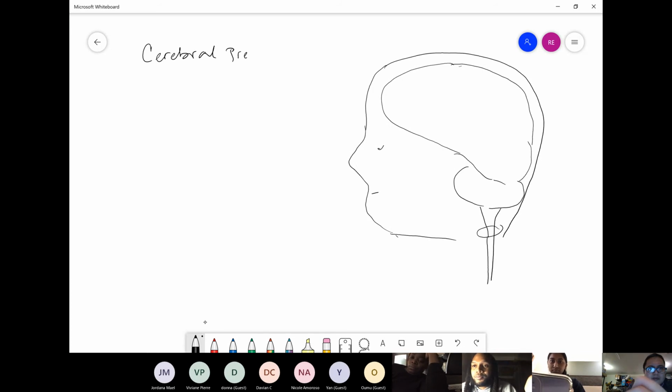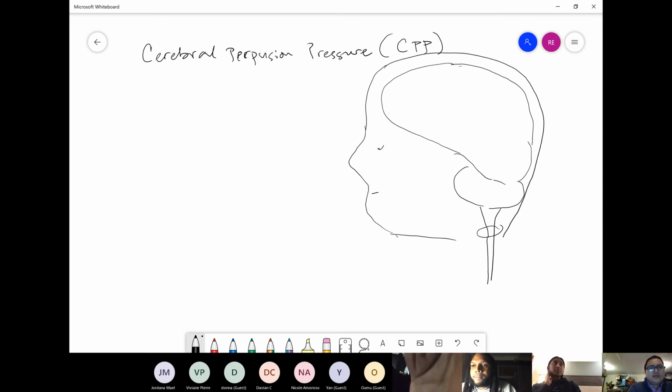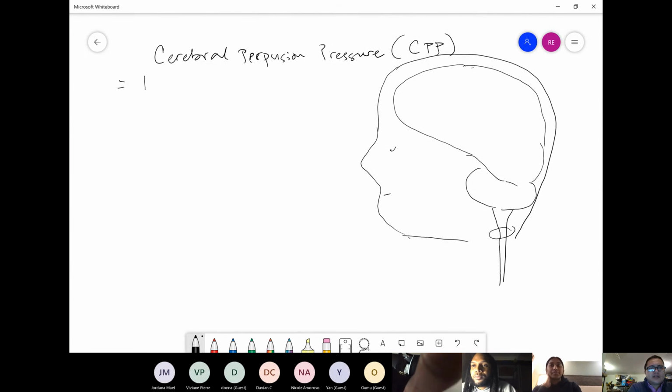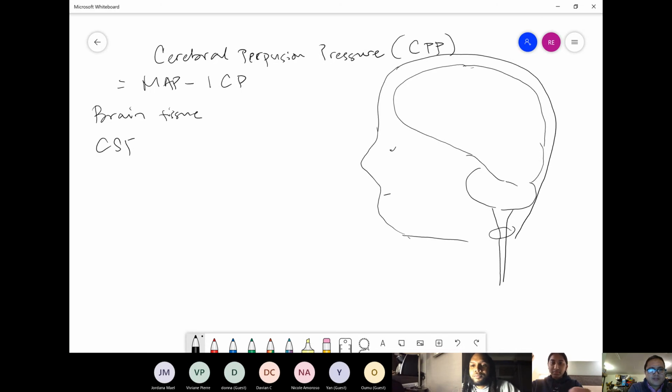So the concept of cerebral perfusion pressure, or this is called CPP. The CPP formula is mean arterial pressure minus intracranial pressure. So there are 3 things in your head. We have brain tissue, we have CSF, that's correct, and then we have blood.